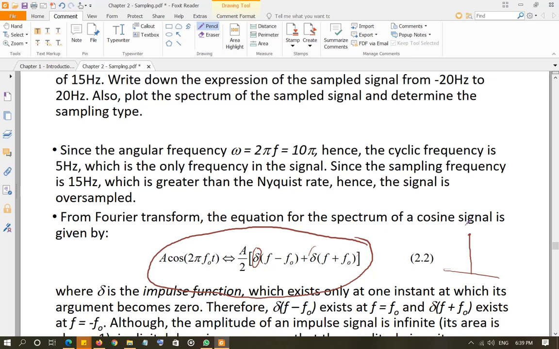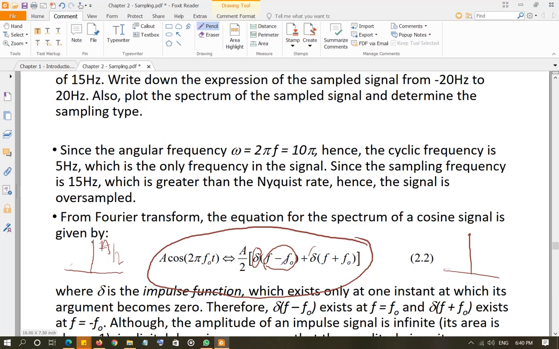The area under the impulse signal is 1. In the digital domain, we take the impulse signal as again the signal that exists only at one instant of time or frequency, and the magnitude of the signal is 1 or whatever it is multiplied with, so a by 2 for example. So the magnitude of this will be a by 2, and it exists at only one instant of time or frequency, and at that instant is when the argument of the impulse becomes 0.